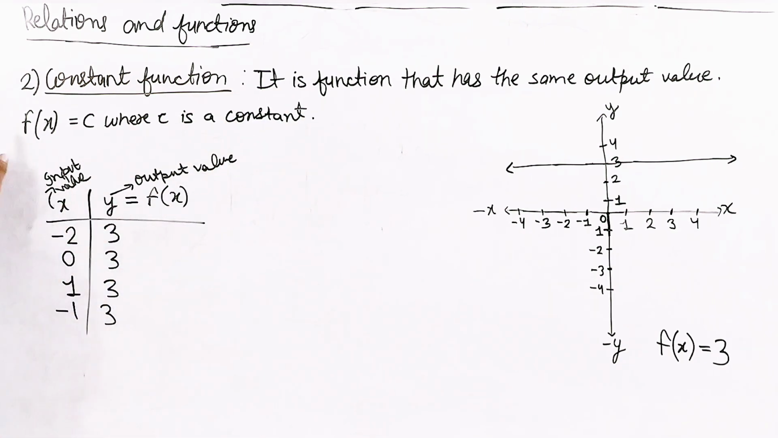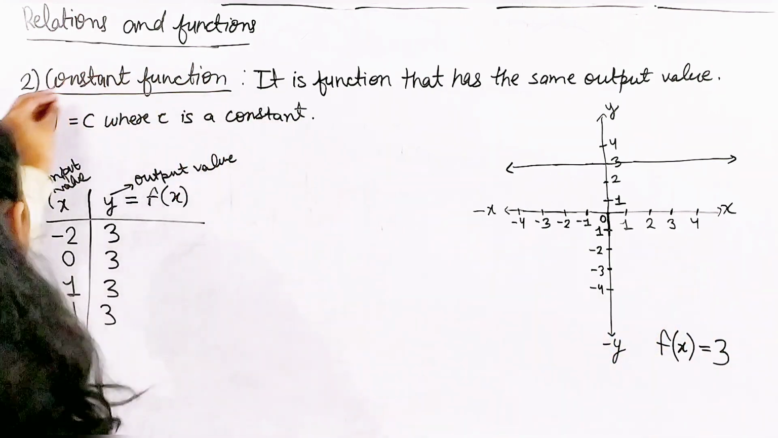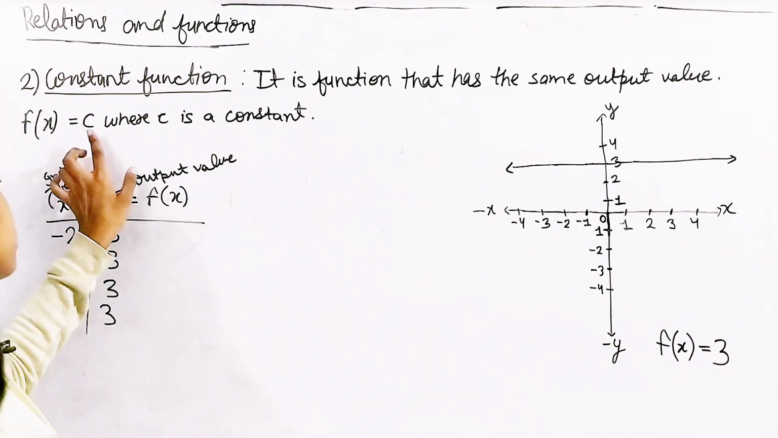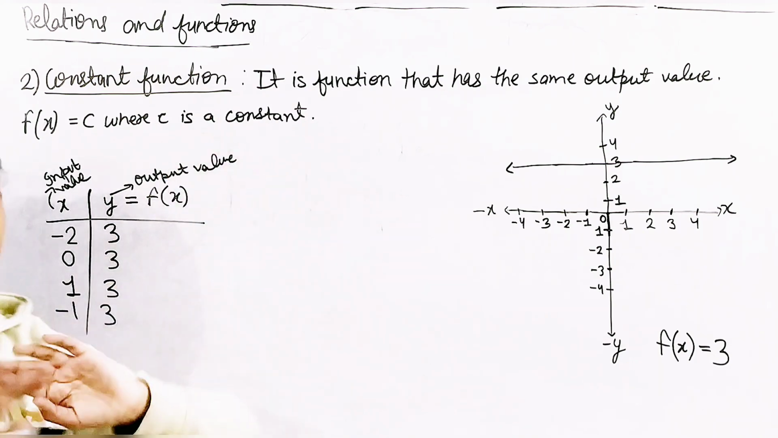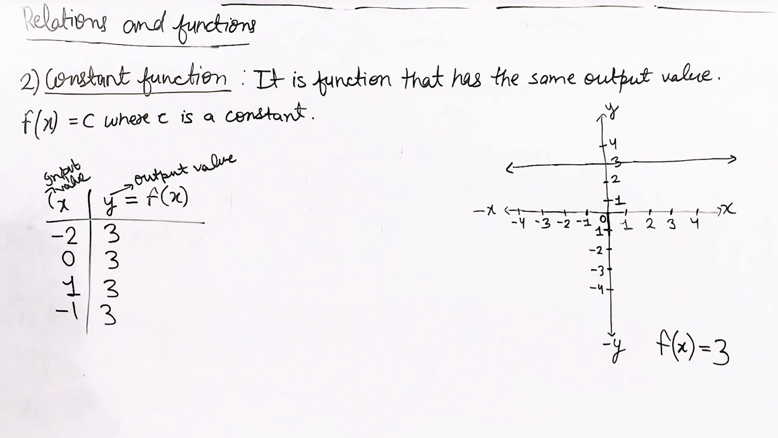So let's say f(x) is equal to c, and c is a value, if it's 3. It is saying that f(x) is equal to c, where c is a constant. That's permanent, that's fixed. C is a constant, which means that the output value is always going to be c. If I look at f(x) is equal to 3, then it's always going to be 3, as I've used the value.